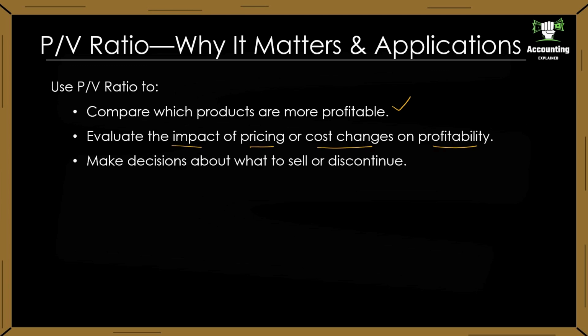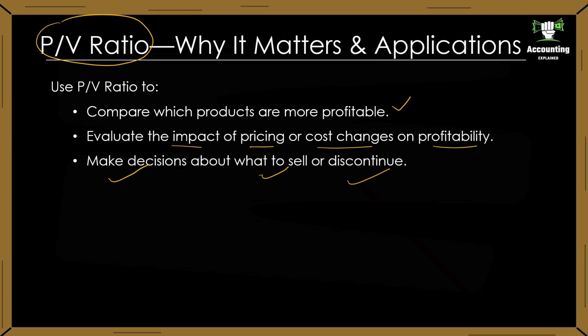Make decisions about what to sell or discontinue. So based on the PV ratio, you can decide whether to sell that product or to discontinue the product. So with PV ratios, we can find out the product which is the most profitable and adapt quickly if costs or prices change. So if a product has high PV ratio, then focus on that product for maximum results.